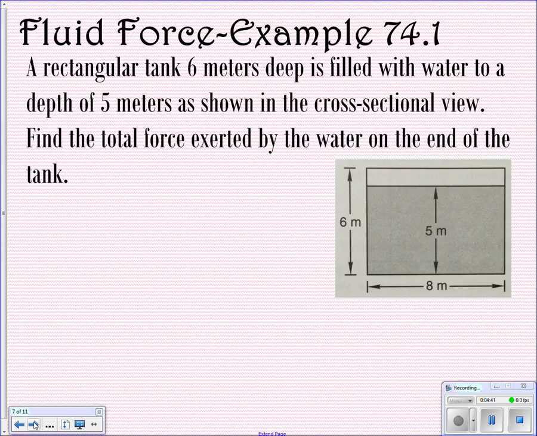So let's look at an example. We have a rectangular tank 6 meters deep, filled with water to a depth of 5 meters as shown in the cross-sectional view. We want to find the total force exerted by the water on the end of the tank. So we're going to have to set up an integral here.